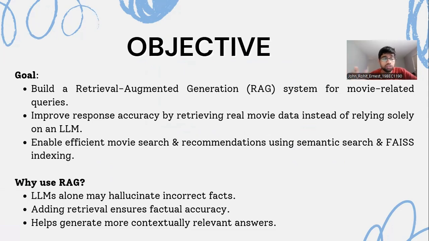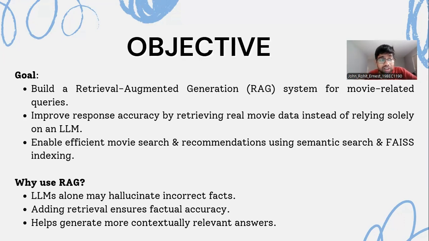In this talk, I'll walk you through the objective of the project, the data used, the RAG pipeline, how the model performs, and future improvements. So let's dive in. The main objective of this project is to build an AI-powered movie assistant that can answer user queries about movies accurately.